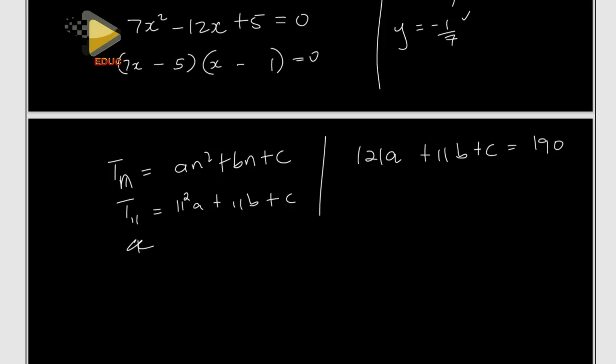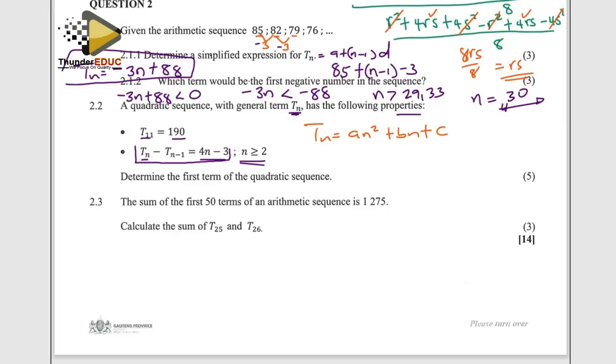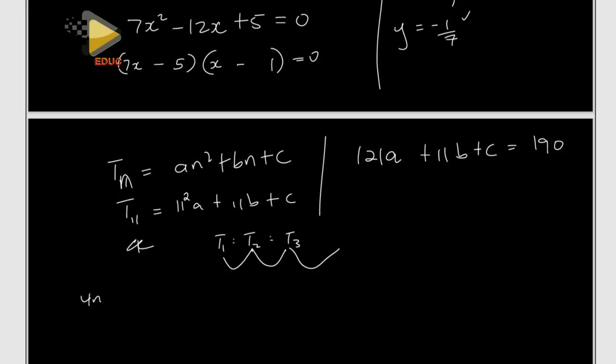Okay. But then if I'm looking at T1, T2, T3, for me to get my first differences here, I must use the 4n minus 3. But I must start with n being equal to 2. So if I replace n with a 2, I'm going to get 4 times 2 is 8, minus 3. That's going to be a 5.